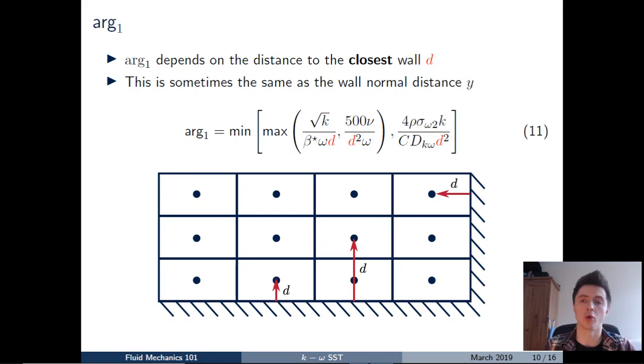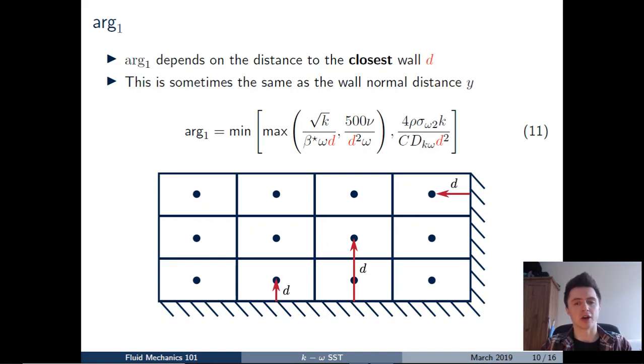But the main thing for our understanding that we want to appreciate is that arg1 depends on the distance to the closest wall, d. I've highlighted d there in red for you, and you can see it in the diagram, that each cell in the mesh will have a scalar value d assigned to it, which is the distance to the closest wall. And as you can imagine, you might have to come up with some kind of sensible algorithm for computing the distance to the nearest wall, because some cells may be close to one or more walls. So somehow the CFD code will compute ahead of time the distance to the closest wall.